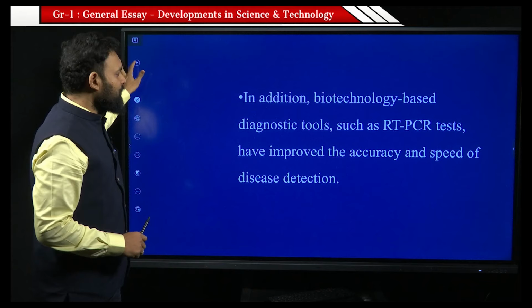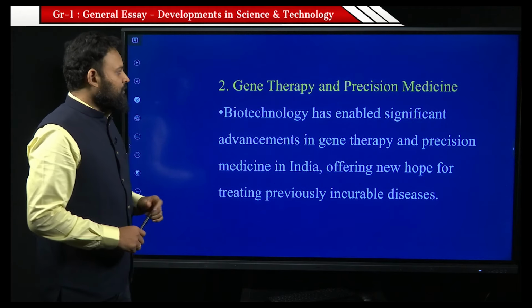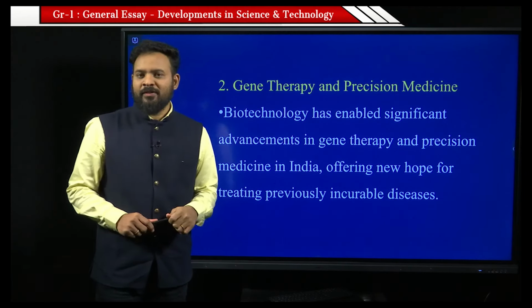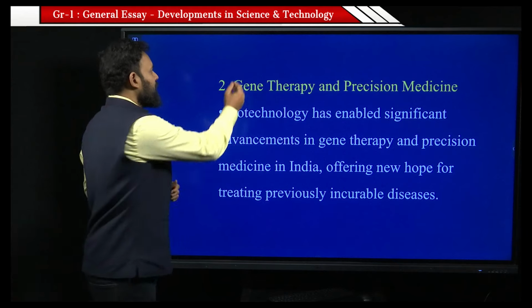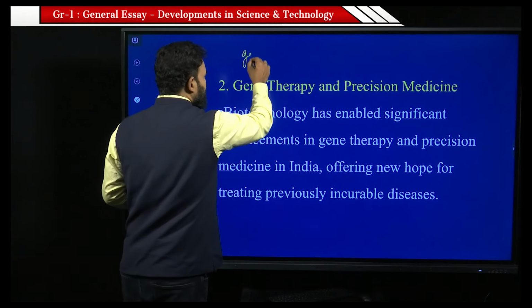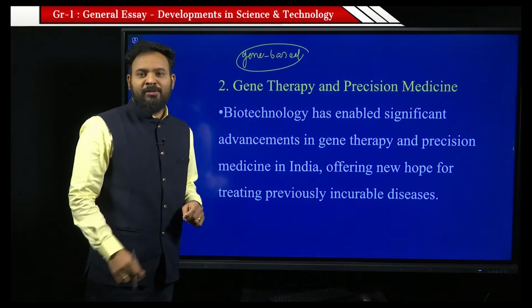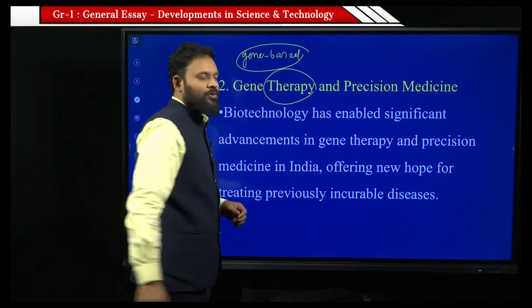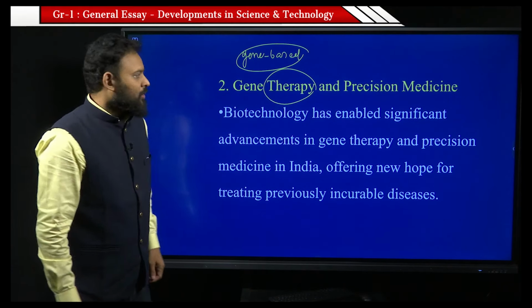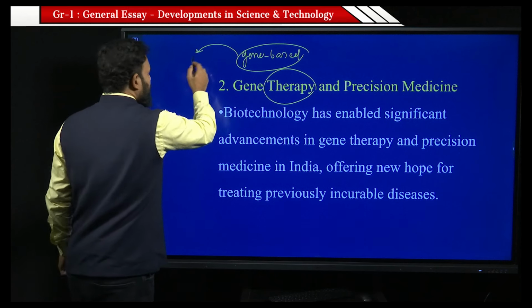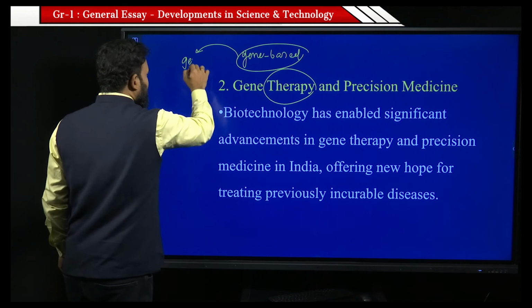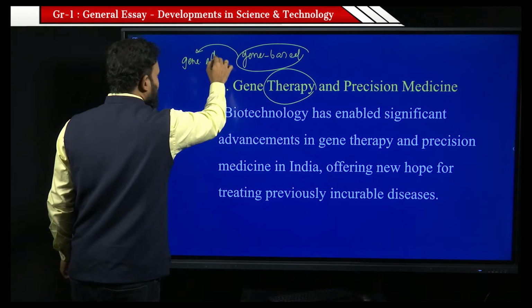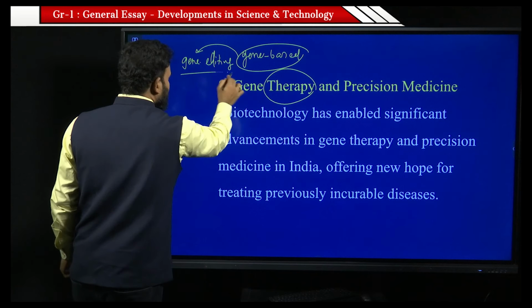Next aspect: gene therapy and precision medicine. Now we know that gene-based editing and gene-based solutions are being brought in to address health issues. Genetic editing and gene-based therapies are helping.